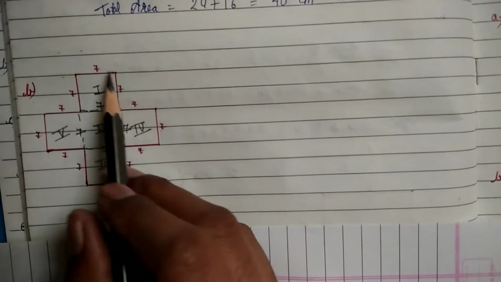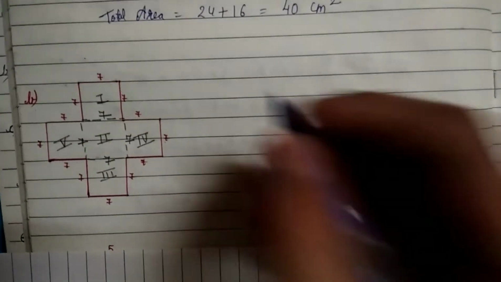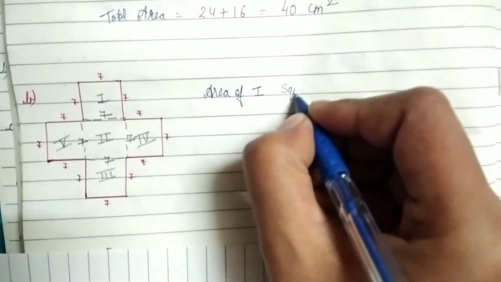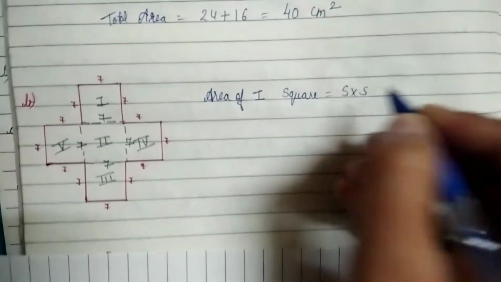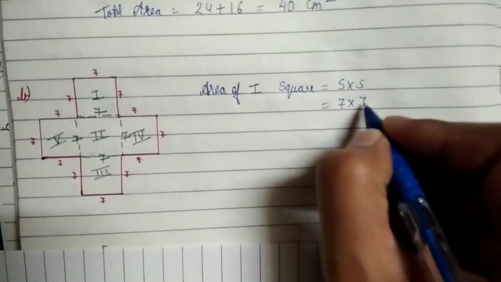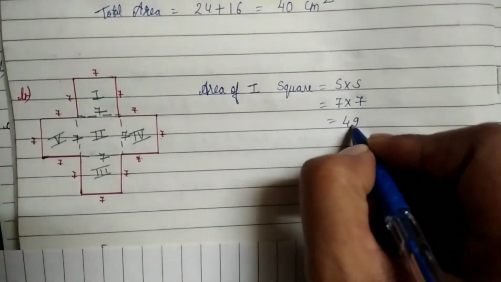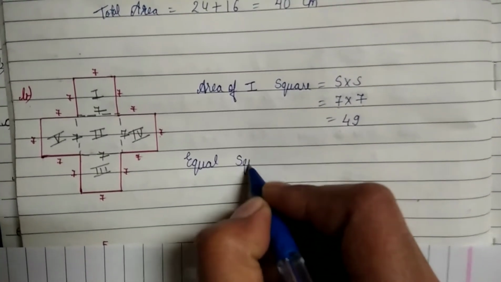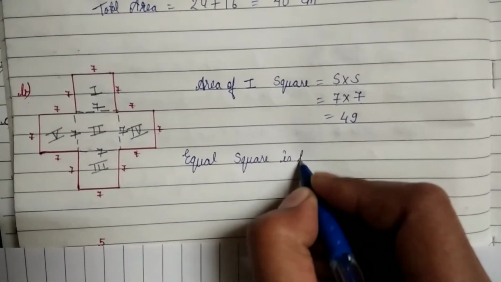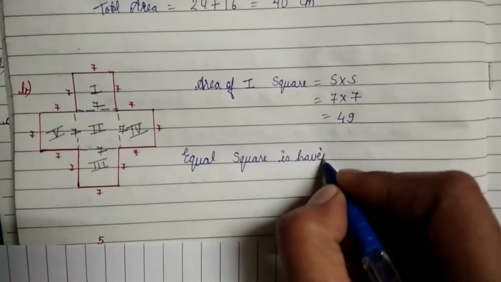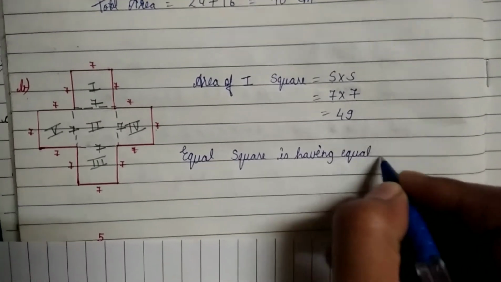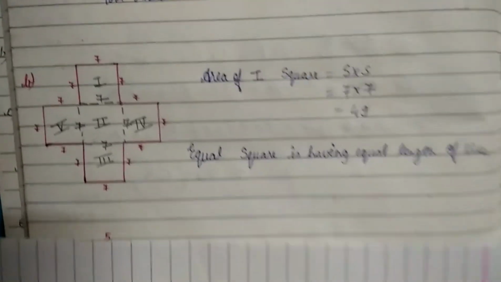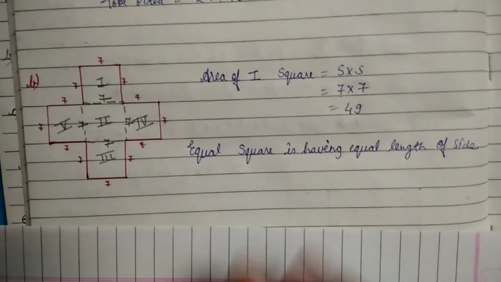So if we take the area of the first square, simply the area of the first square is side into side. Side is 7 and the next side is also 7. 7 sevens are 49. Each square has equal length of side. We saw that each and every side of the square is equal.